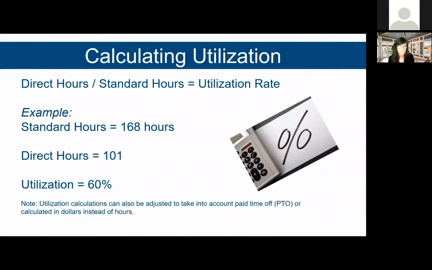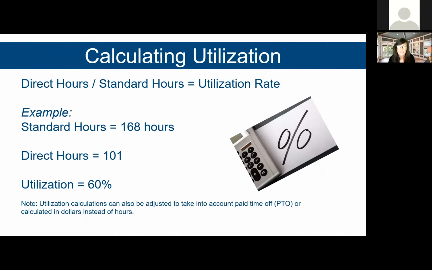So the simple way is you just take the hours that were charged to projects and you divide it by all the hours that were available to be worked during a standard work week for your employees, and that gives you a rate, right? And this is calculating it based on hours. You can also do it based on dollars, and you're going to get a totally different answer if you base it on dollars. I actually recommend you do both of them.